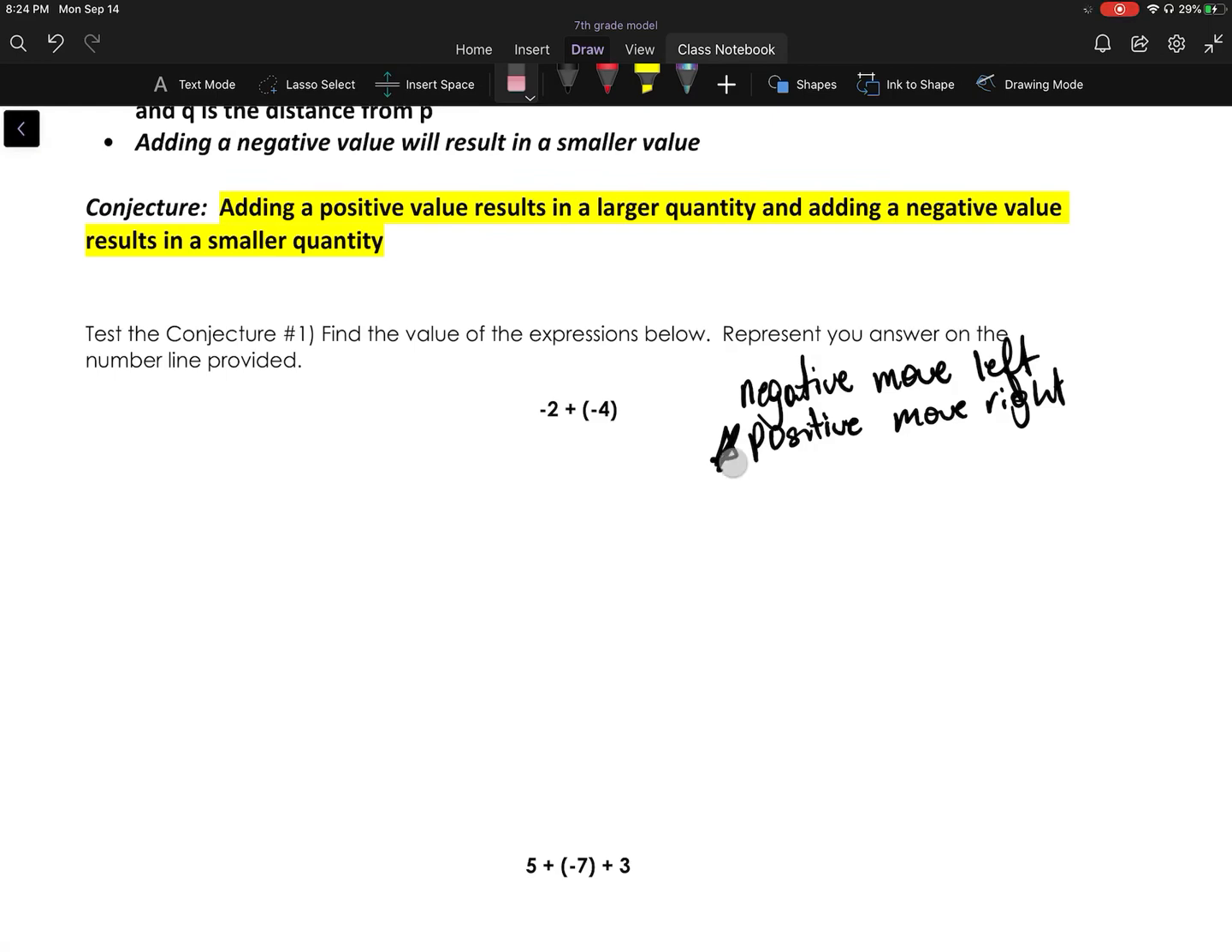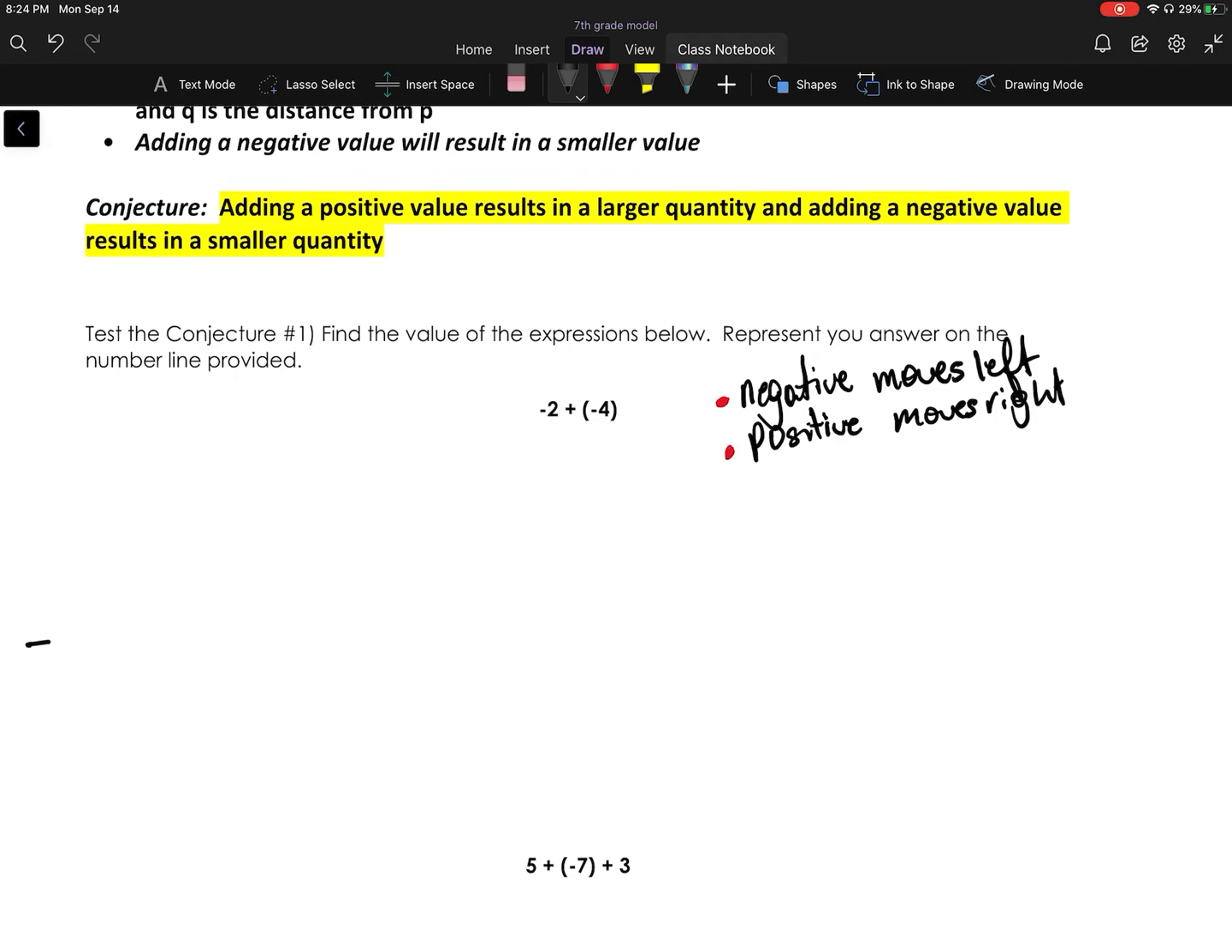Okay, let me just erase that because I don't like how they look. And then I'm just going to put this in red, please note, negative, move left, positive, move right.